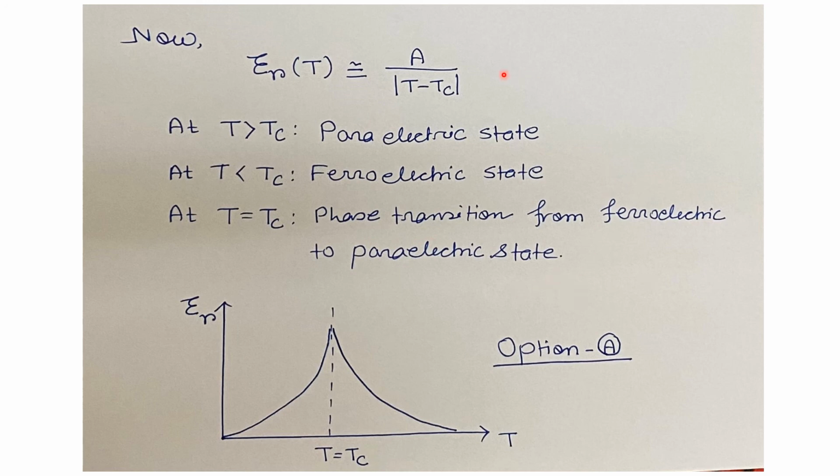Now, if we plot this function, epsilon r as a function of T, then first it will increase up to Tc. Then, if the temperature is greater than Tc, it starts to decrease. So our option A, the plot given in option A, is the correct answer for this question.